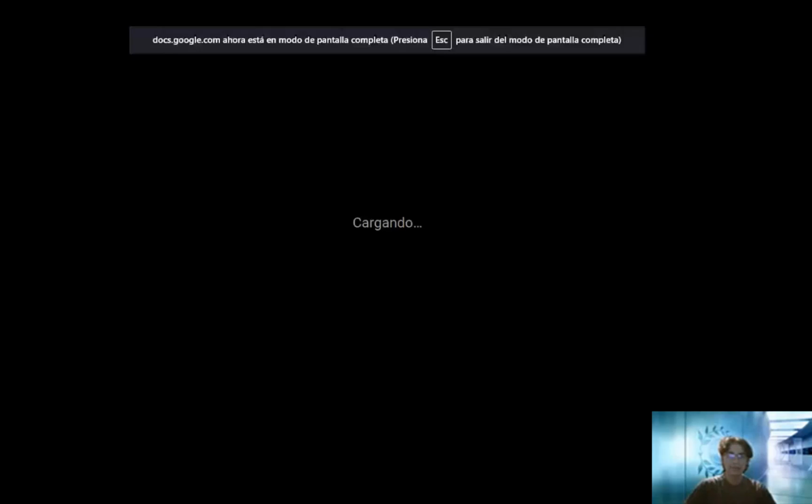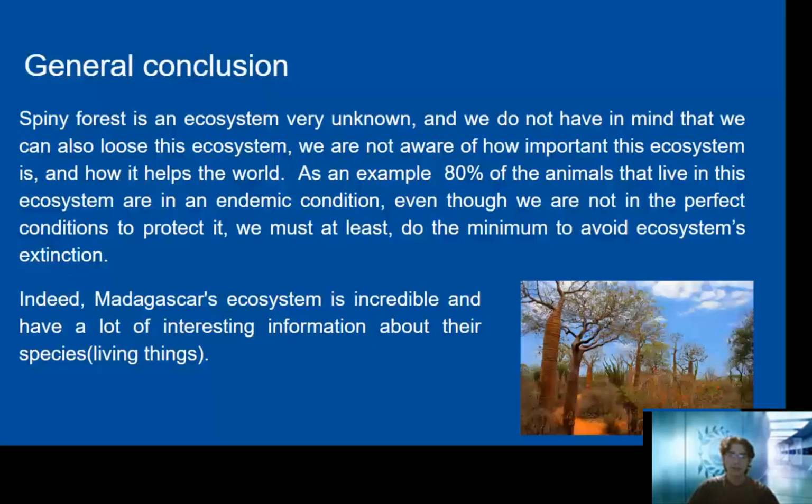General conclusion. Spiny forest is a very unknown ecosystem, and we do not keep in mind that we can also lose this ecosystem. We are not aware of how important this ecosystem is and how it helps the world. As an example, 80% of the animals that live here are endemic. Even though we are not in perfect conditions to protect it, we must at least do the minimum to avoid this ecosystem's extinction. Indeed, Madagascar's ecosystem is incredible, and it has a lot of interesting information about its species.